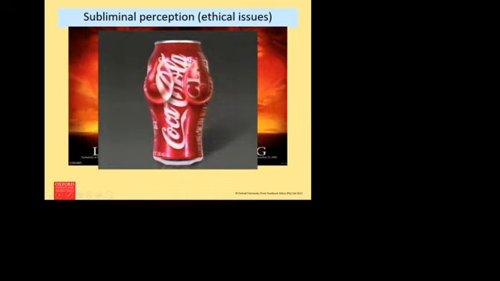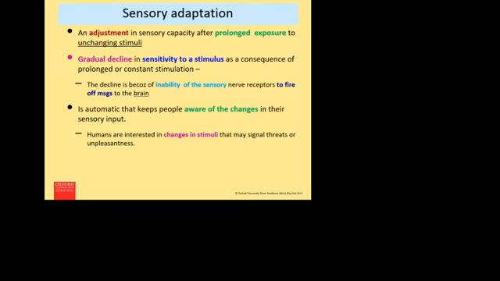So as you can see, in a lot of advertisements, what we see may be common, but actually what we see but are not aware of includes many uncommon messages in the advertisements. Okay, sensory adaptation. Sensory adaptation refers to an adjustment in sensory capacity after prolonged exposure to unchanging stimuli. So if we are exposed to a stimulus for a long time, our senses become immune.